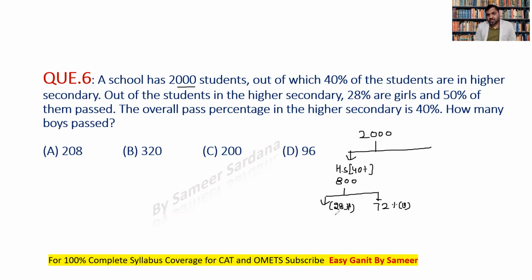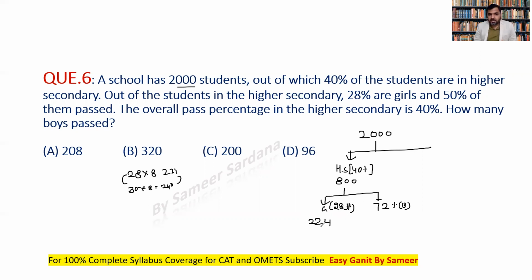So what is 28% of 800 going to be? If you want to multiply it quickly, 28 into 8, what you do is 30 into 8, we know is 240. So this is 2 less, 2 into 8 is 16, just subtract 16, this will be 224, right? So I have 224 students, which are girl students, right? These are the girl students.